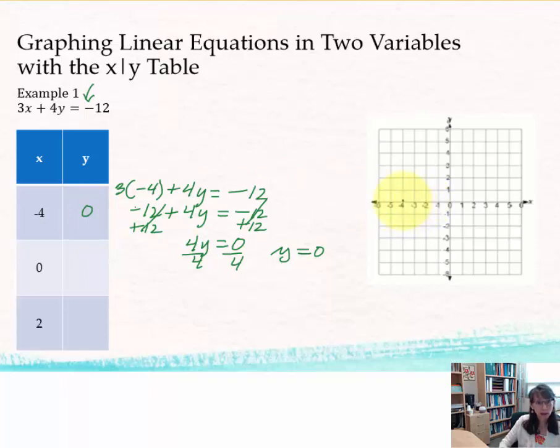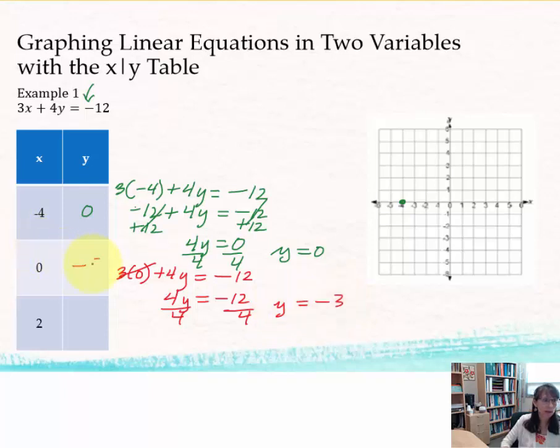I can come over here and plot negative 4, 0. Obviously, that's not enough information to graph that line, so we need more ordered pairs to plot. So let's try the next x value of 0. 3 times 0 plus 4y equals negative 12. 3 times 0 would be eliminated, so 4y equals negative 12. When I divide by 4, I'm going to have a y value of negative 3. So the next ordered pair is 0, negative 3. So I do have two ordered pairs plotted.